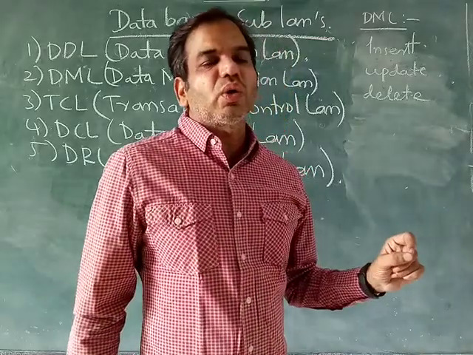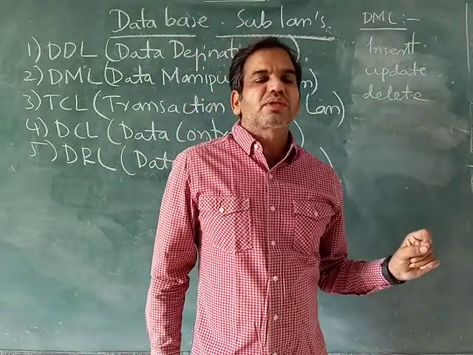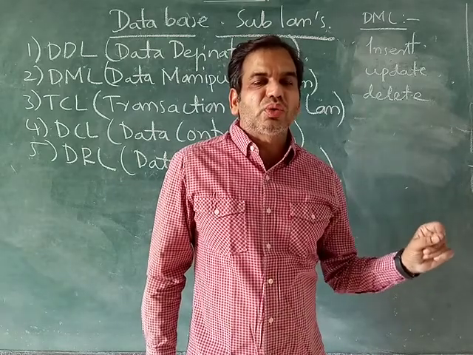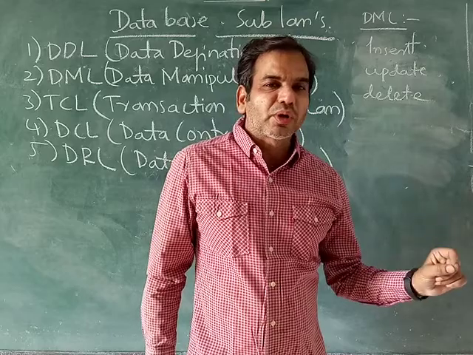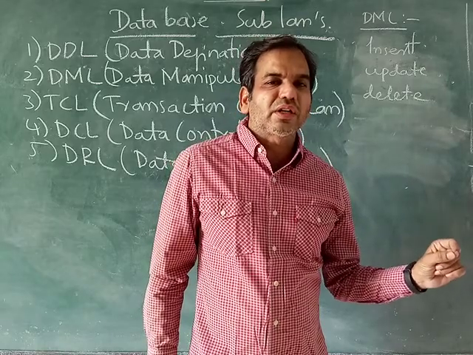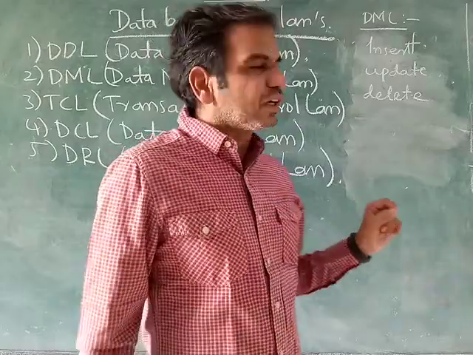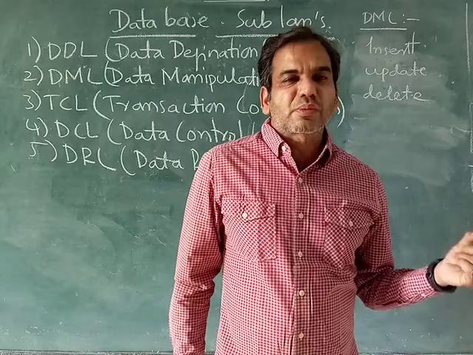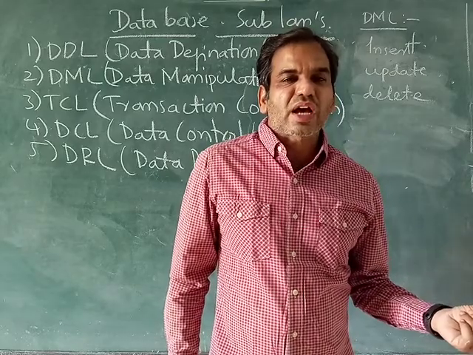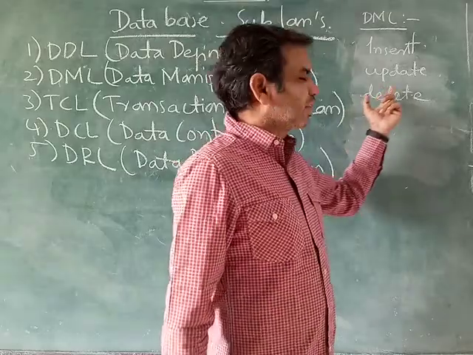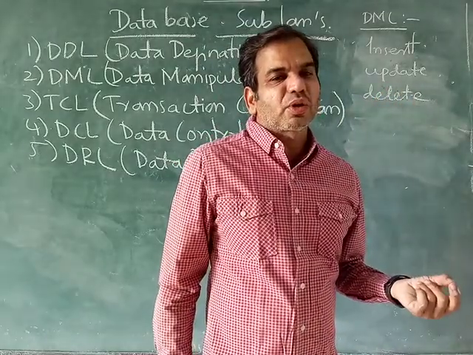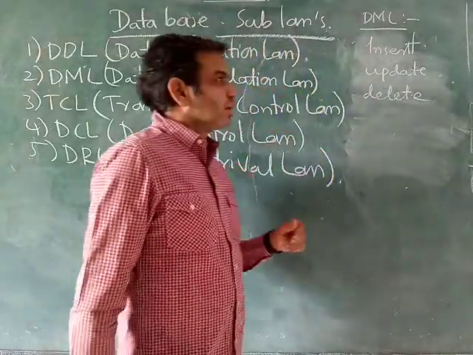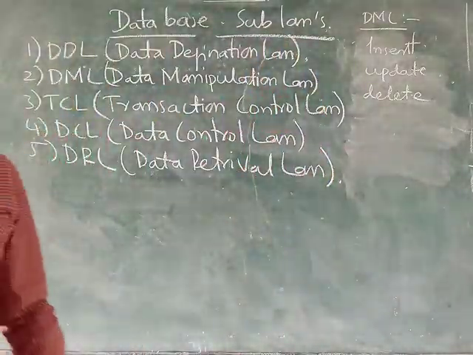Delete. If you want to remove a row, or multiple rows, it can be done by the delete command. The delete command is used to delete one row or multiple rows from the table based on a given condition. In update and delete, we use the where clause. In the where clause we specify the condition. If the condition is satisfied on one row, that row will be updated. If the condition is satisfied on multiple rows, those multiple rows will be updated. We will see examples also. Then after that, TCL, Transaction Control Language.